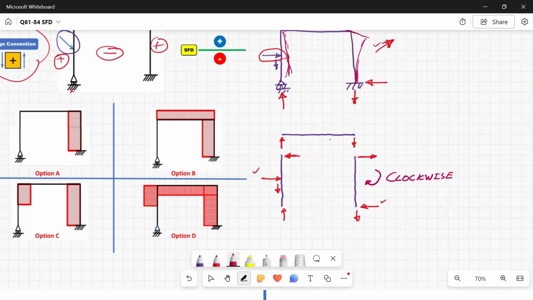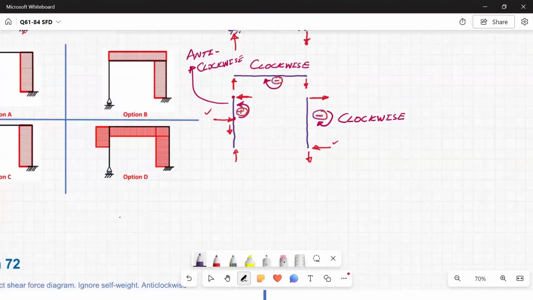The forces at the beam are creating a clockwise moment as well. And the forces between these two points are generating an anti-clockwise moment. From the sign convention, clockwise moments are negative. So I can say this is negative, and this is negative as well. And anti-clockwise moments are positive. Now I'm in a position to draw the diagram.